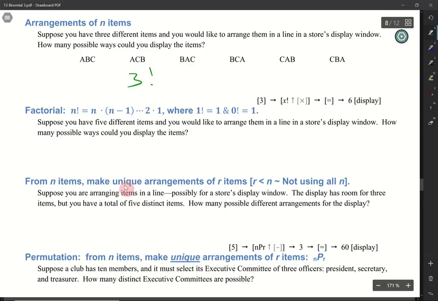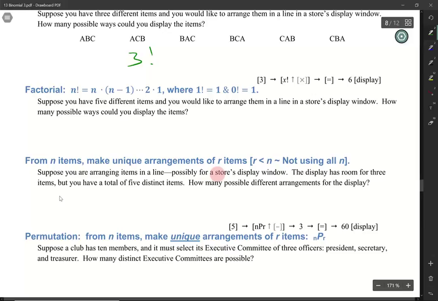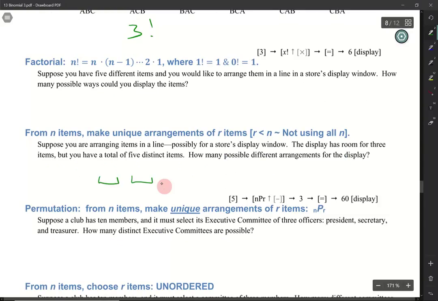Okay, so now suppose you want to put them in a line. There's room for 3 items, but you have 5 items. So now there's 5 items, and you want to choose 3. So basically, item number 1, first, second, and third, right? So there's 5 items to choose from, and then 4 times 3. So this is actually nPr, right? So here you can see that's 20 times 3, that's equal to 60.